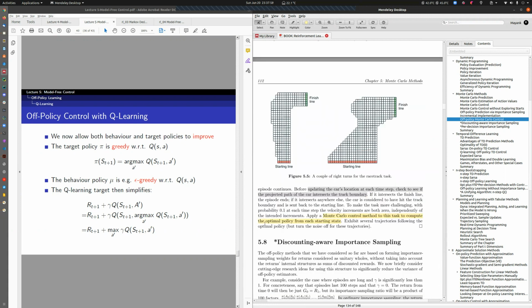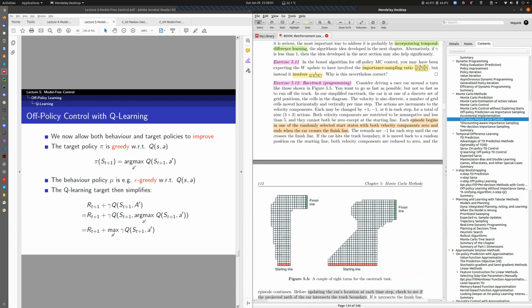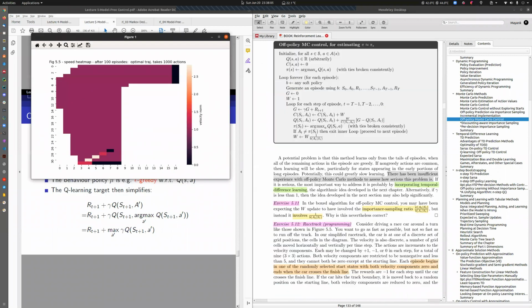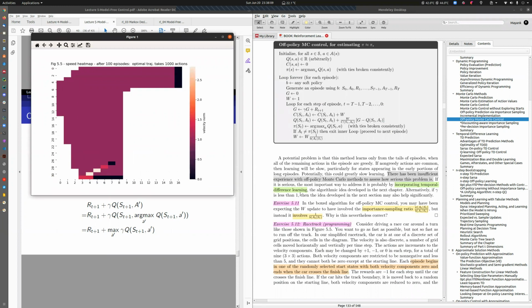Okay. So now let's look at the racetrack programming example. So yeah, you can see this here: the speed heat map after 100 episodes, each episode taking 1,000 actions.